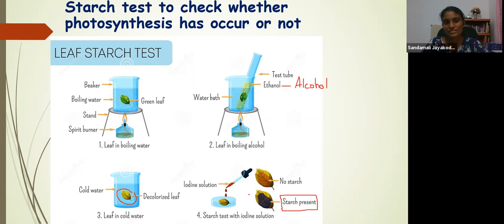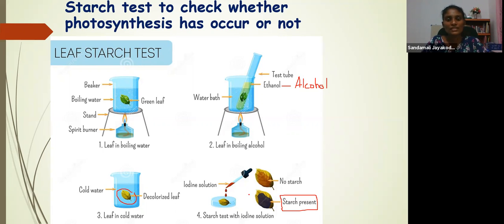So at the end of this test, we have an observation. Our observation is that the pale yellow leaf turns into blue-black color when we add some iodine. And we can make a conclusion from that: starch is produced at the end of photosynthesis. We have concluded that starch is produced in photosynthesis. That is our conclusion. You have to remember that too.